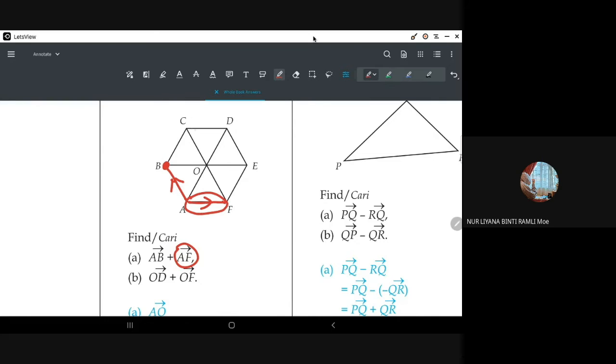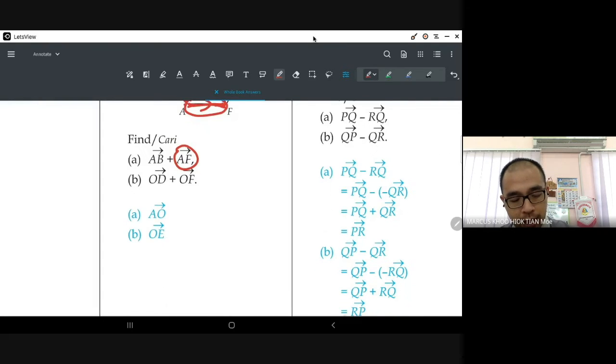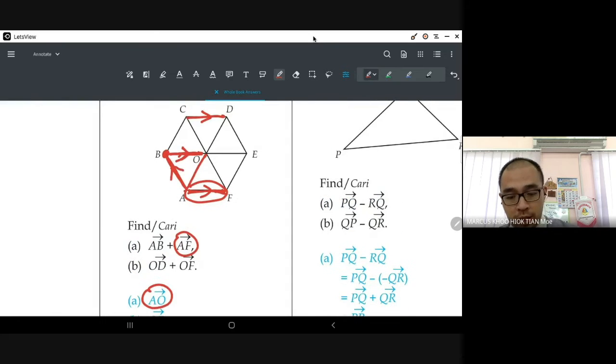Not BF. How can this be the same as this? It cannot be the same. It's not the same. BO. Right? Because AF and BO are the same, and it is one continuous path, that's why you can get AO. Okay, the shortcut is from A to O.